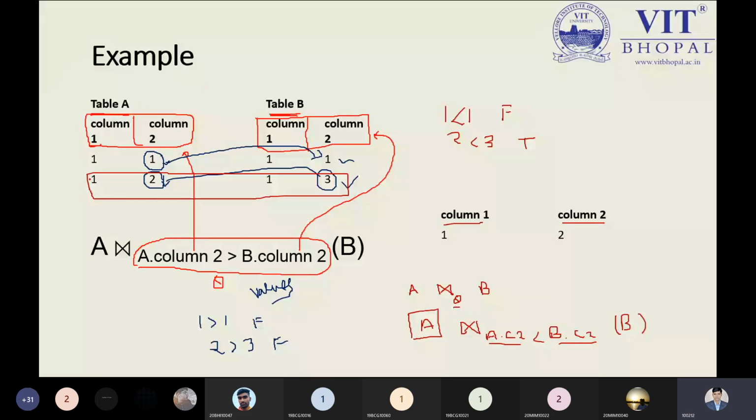So from this perspective, this record will not be displayed because it is matched with our another record. We found that this is false. 2 is less than 3, condition true, so this will be our part of the displaying purpose. So 1 is coming over here and 2 is coming here. So this is our output for displaying this condition. So this will display this output. Now clear?